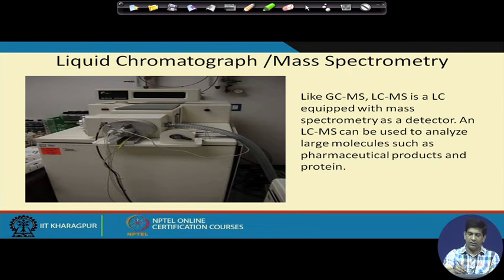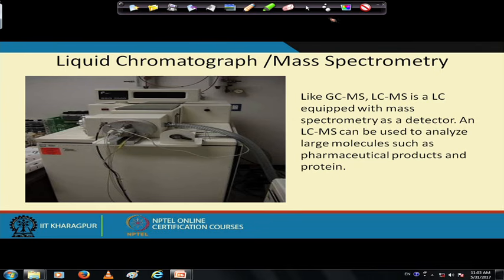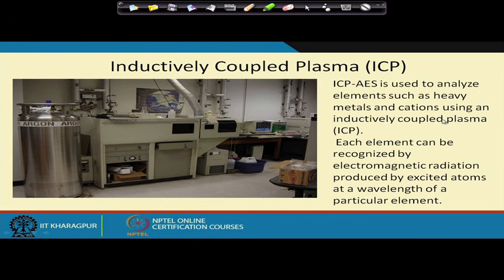Then there is LC, and like GCMS, there is LCMS, which is used to analyze pharmaceuticals. These days there is a lot of talk about pharmaceutical products getting into our water bodies, so pharmaceuticals and personal care products are analyzed with LCMS. Some of these instruments like LCMS are pretty expensive. We are talking about things in crores, so it's an expensive instrument and it requires a lot of sophistication as well.